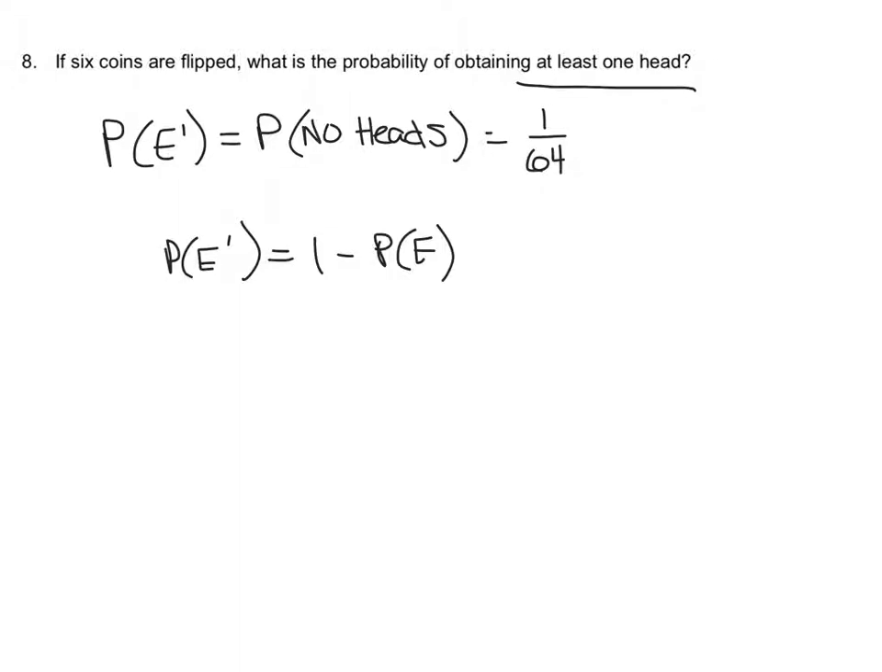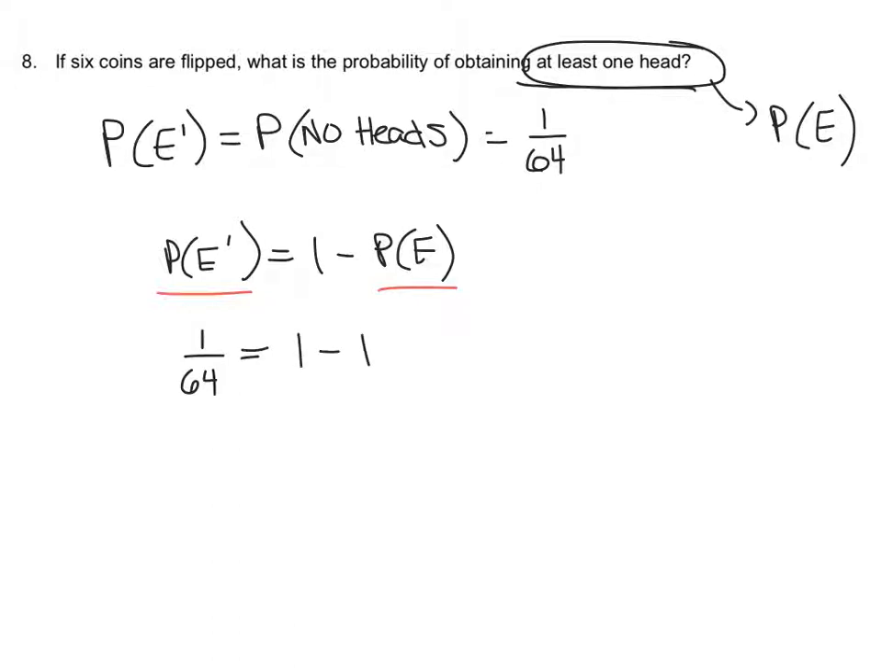I want to find the probability of obtaining at least one head. So this is going to be my P, or probability of the event. Now, I can use the complement formula and substitute the probability that I found for the complement to calculate the probability of the event. So we'll just substitute the 1 over 64 for the probability of the complement, and that equals 1 minus the probability of the event, which is obtaining at least one head.